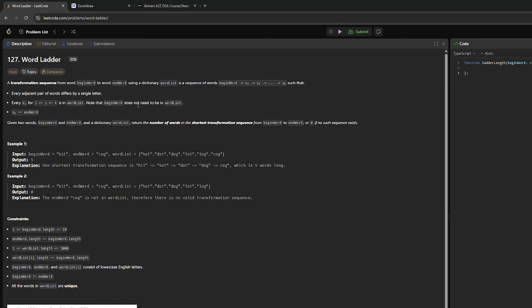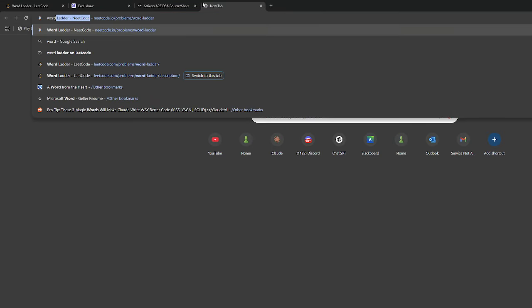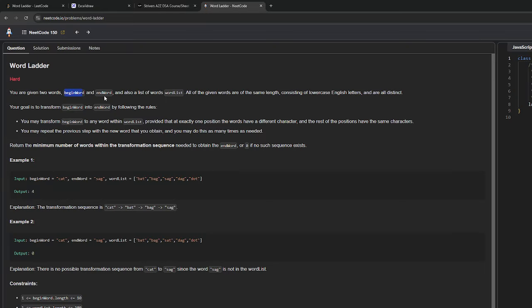Typing in the bar, you guys might see some of the stuff I look at, which isn't good, right? But Word Ladder. So initially, when you read this, it says a transformation sequence from a begin word to an end word using a dictionary word list. Nah, screw that. That looks confusing. Let's pick the NeetCode one. This is a lot simpler, right? So you're given two words, begin word and end word, and also a list of words, word list. All the given words are of the same length, consisting of lowercase English letters, and are all distinct. Your goal is to transform this word into this word, following these rules. I'm not going to sit here and waste our time reading these rules. I ain't got time for that.